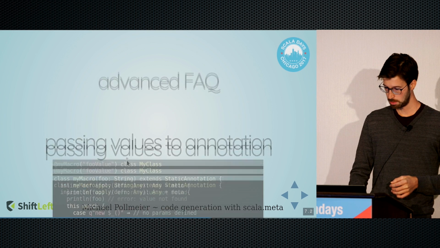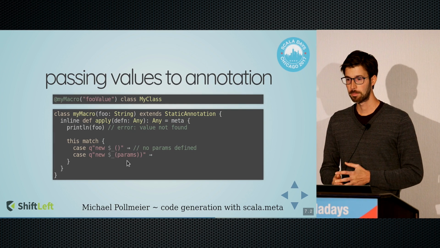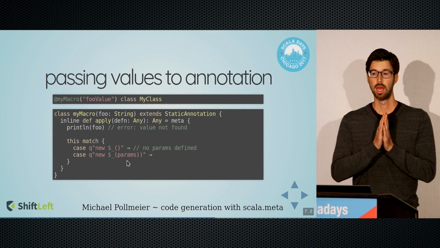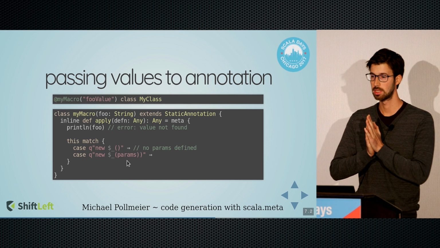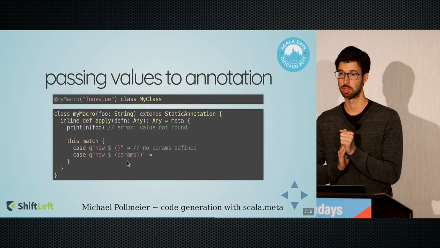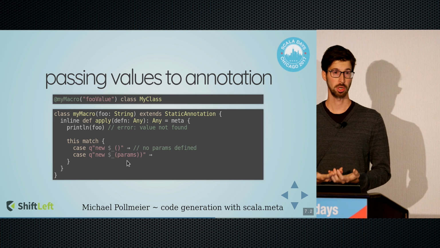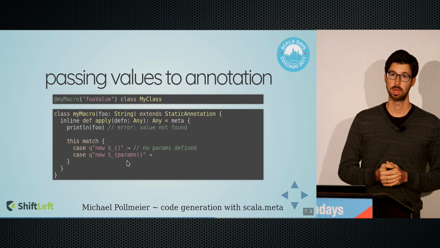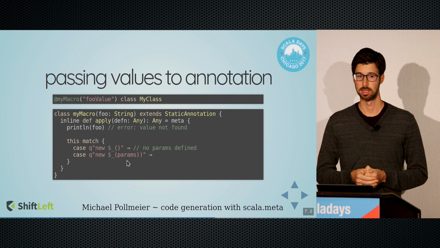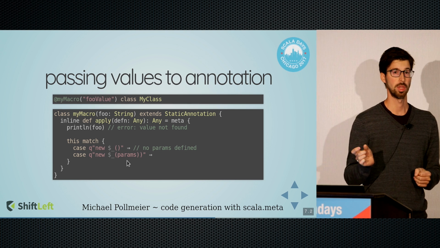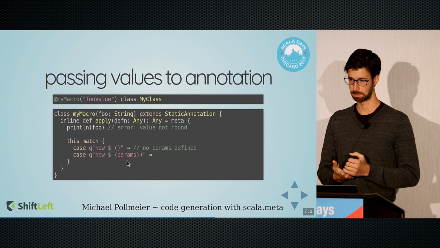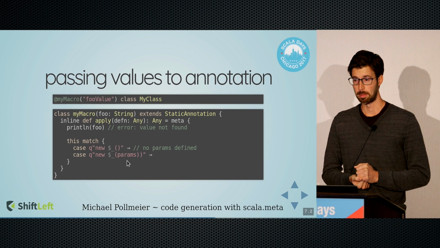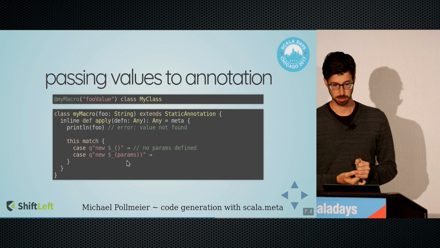Some advanced FAQ. For example, if you want to pass some value to the annotation. So in the example I gave before with code generation, we have a JSON file that defines our domain. So I want to pass the path to the file into my macro. How do I do that? Basically, sort of like you think, but not quite like you think.